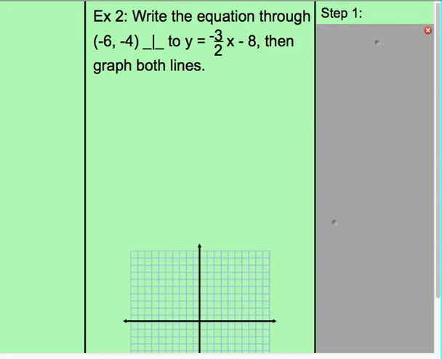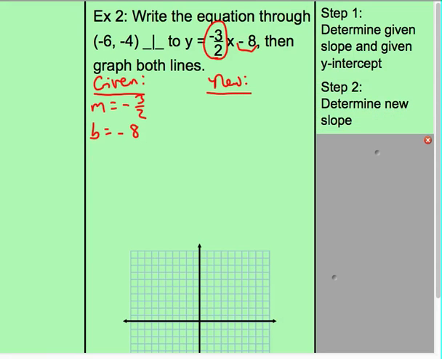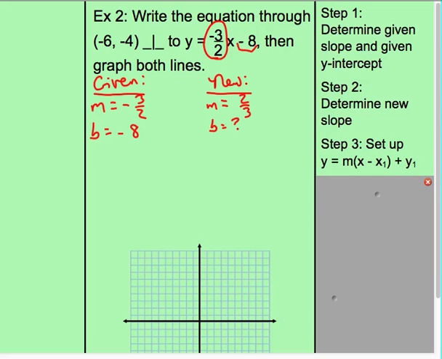All right, same process. We're going to figure out what our given slope and given y-intercept are. So our given slope is being multiplied by our x, -3/2. Our given y-intercept is what we're adding or subtracting. Determine your new slope. It's the opposite. My given slope is negative, so my new slope will be positive. And reciprocal, so we flip the fraction. 3/2 becomes 2/3. And of course, we're going to be solving for our new y-intercept.